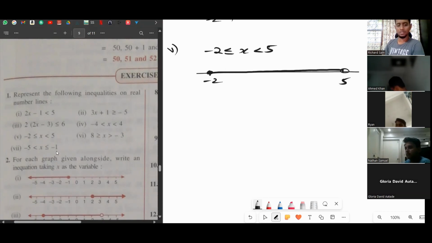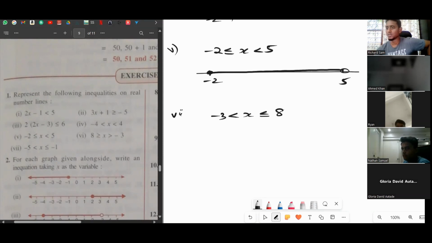Same way, -5 to -1 also. Write it the other way first. So what will it be? -1 less... Oh, sorry, it is already in the right order. I thought it was reversed. Okay, it's less than already. See, the sixth question, you'll have to reverse it. How will you write it? It's a greater than sign, no? So change it to less than. Yes, -3 less than x less than or equal to 8.